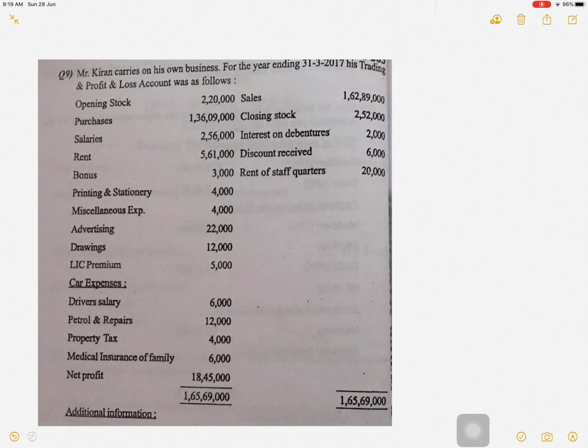Now drawings, 12,000. Drawings is not a P&L item. It should come in the capital account, correct? So you have to remove these drawings. To remove these drawings, you have to add 12,000. LIC premium 5,000. This LIC premium is personal expenditure. So again 5,000 you will add.